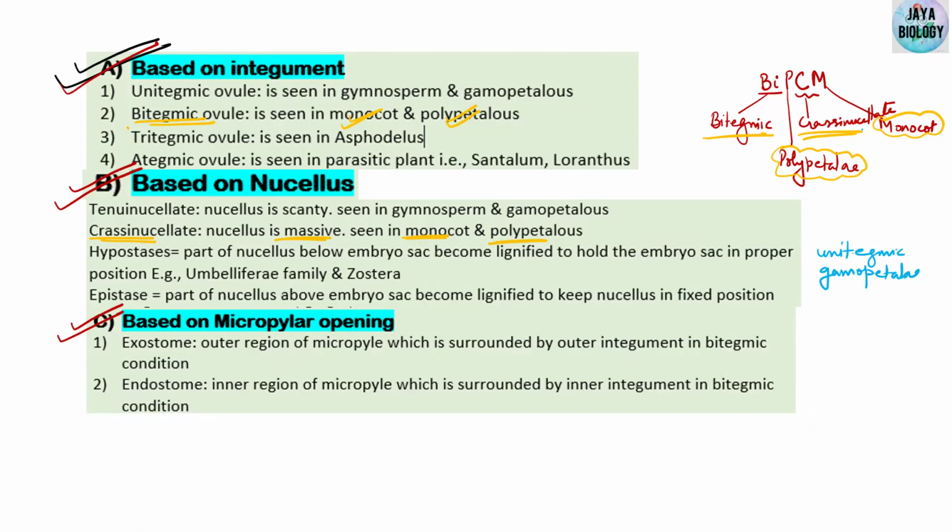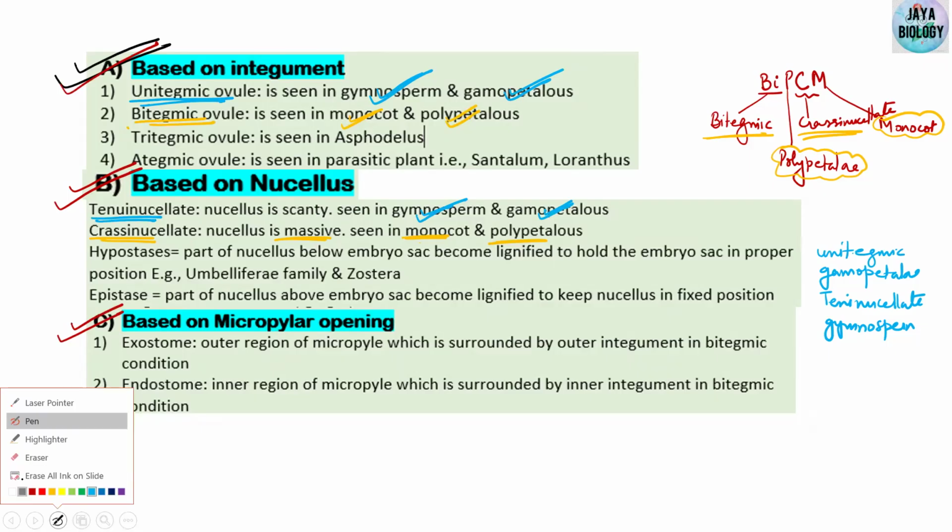Here crassinucellate means amount of nucellus is more. Amount of nucellus less means tenuinucellate. And gymnosperms are the ones which have unitegmic condition. So you can see, unitegmic condition is shown by gymnosperms and gamopetalae, and amount of nucellus is less in gymnosperms and gamopetalae. I hope this area might be helpful for you. Learning tips I've already given you. Learn by PCM. Okay, beta, learn by PCM. It will be useful for you.